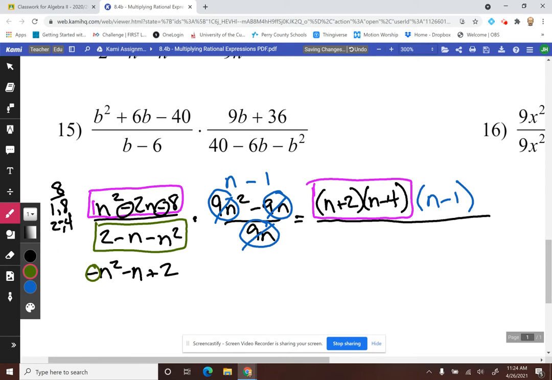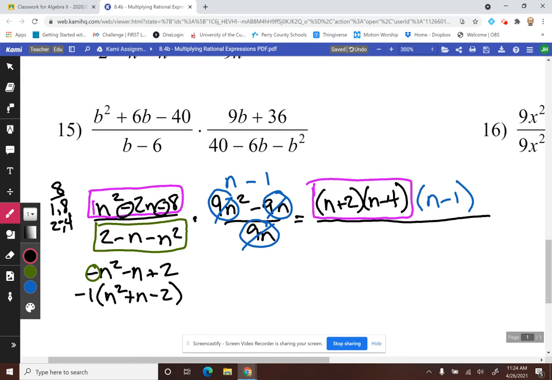And so I want to try to pull out that negative. So let's pull out a negative 1 out here to the front, and I'm going to rewrite this as n squared. Remember, what does it do when you pull out a negative? It just changes the signs. So instead of a negative n, it's going to be a positive n. Instead of a positive 2, it's going to be a negative 2.